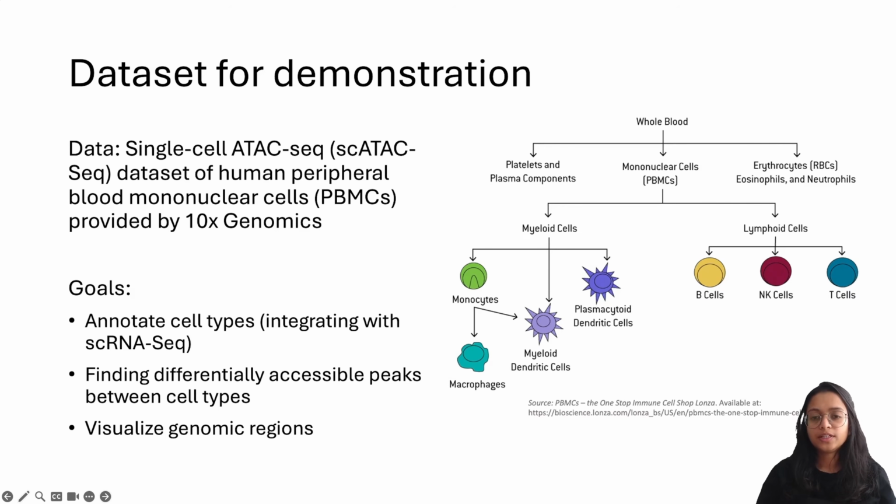The data for today's demonstration is the same data set that I used in my previous video, which is a single cell ATAC sequencing data set of human peripheral blood mononuclear cells by 10x Genomics. And the goals for today's demonstration are to annotate cell types by integrating with a pre-annotated single cell RNA sequencing data, find differentially accessible regions between cell types, and visualize genomic regions.